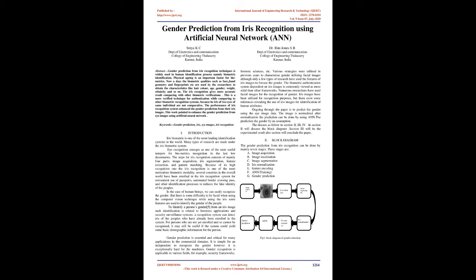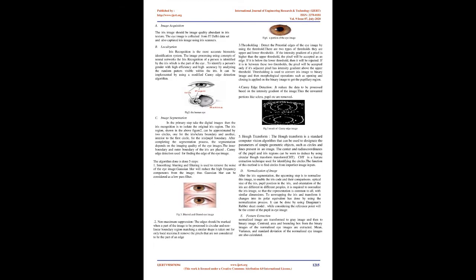Gender prediction is essential and critical for many applications in the commercial domains. It is simple for a human to recognize gender, however it is exceptionally hard for machines. Gender recognition is applicable in various fields, for example, security frameworks, forensic sciences, etc. Various strategies were utilized in previous years to classify gender using facial images, although only a few studies have used the features of iris images to predict gender.